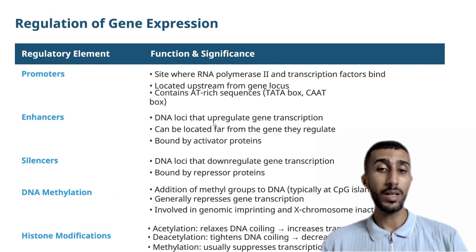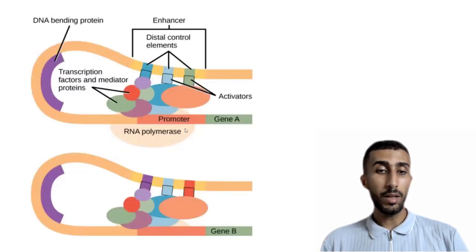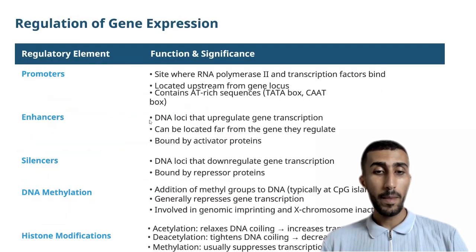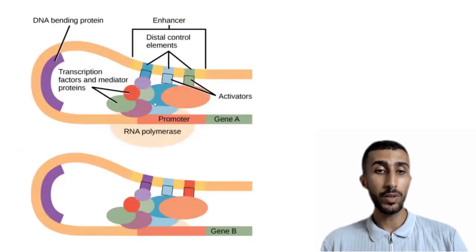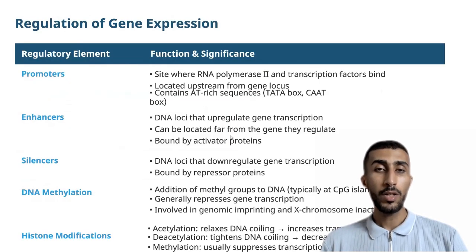Next are the enhancers. These are DNA regions that upregulate gene transcription. They can be located far from the genes they regulate and are bound by activator proteins. They may be very distal to the regions they enhance; they do not need to be near. So these are the activator proteins that bind to the enhancer region. First, you have to know they may be far away.